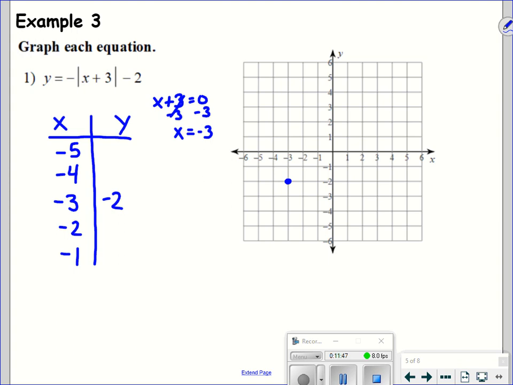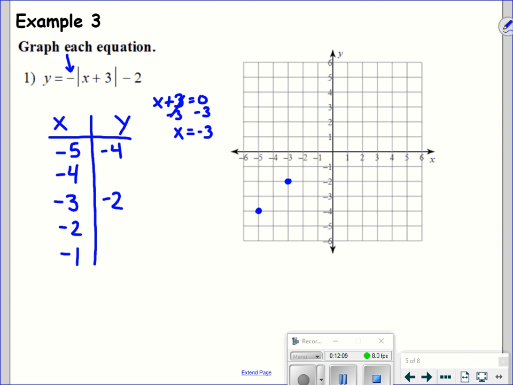So if I plug in a negative 5, I will have negative 5 plus 3 inside the absolute value. That's negative 2, which has an absolute value of positive 2. Then I apply this negative sign out front, so I'm back to negative 2 minus 2 is negative 4. So negative 5, negative 4.